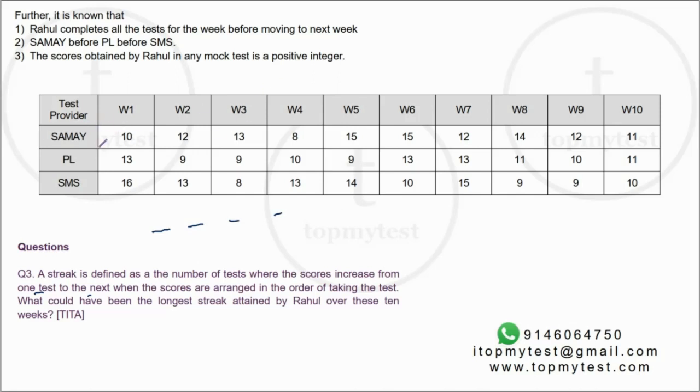Now we know the order is like this. You will first finish week 1, then finish week 2, then finish week 3, then finish week 4, then finish week 5, then finish week 6, then finish week 7, and so on. So you need to look at a streak over here, right? And we know first is Samay, then PL, then SMS, then Samay, then PL, SMS. Okay, let's see what the streak can be.